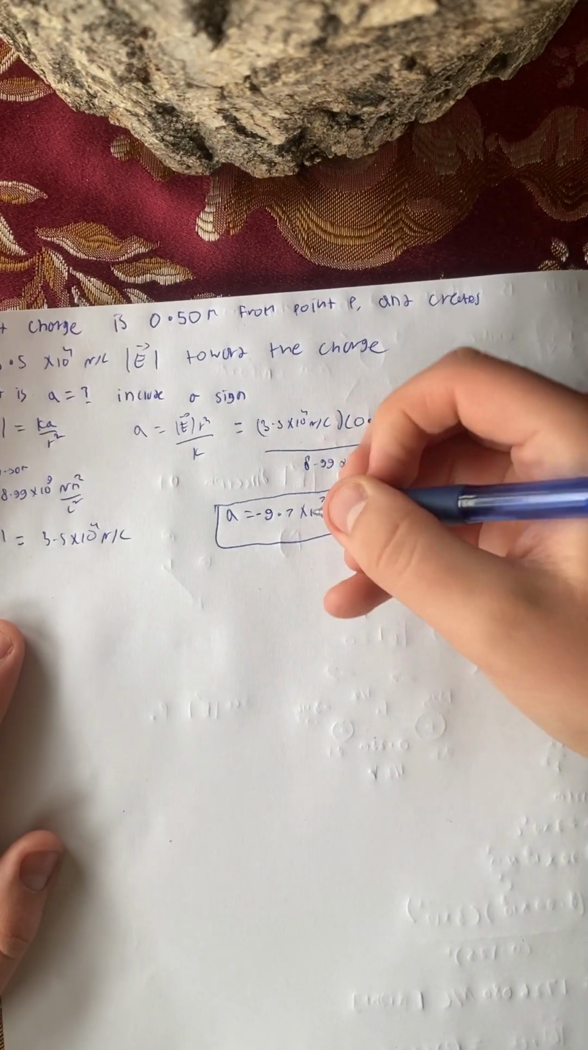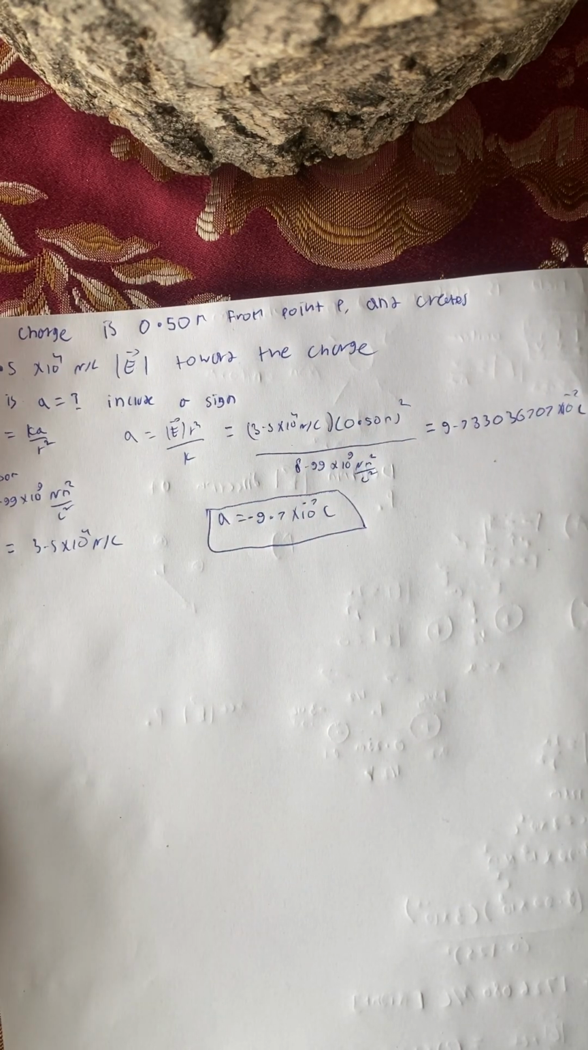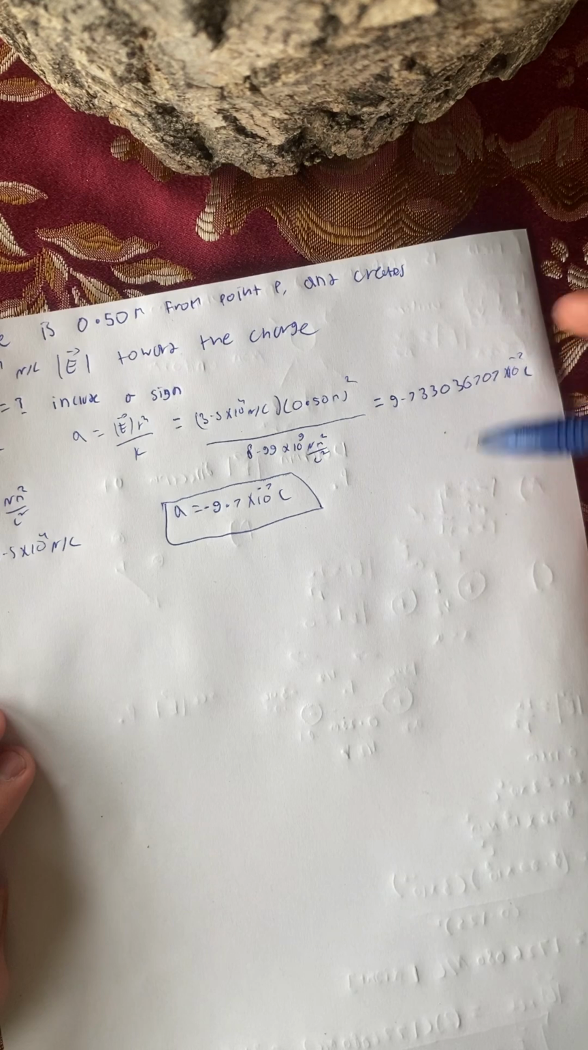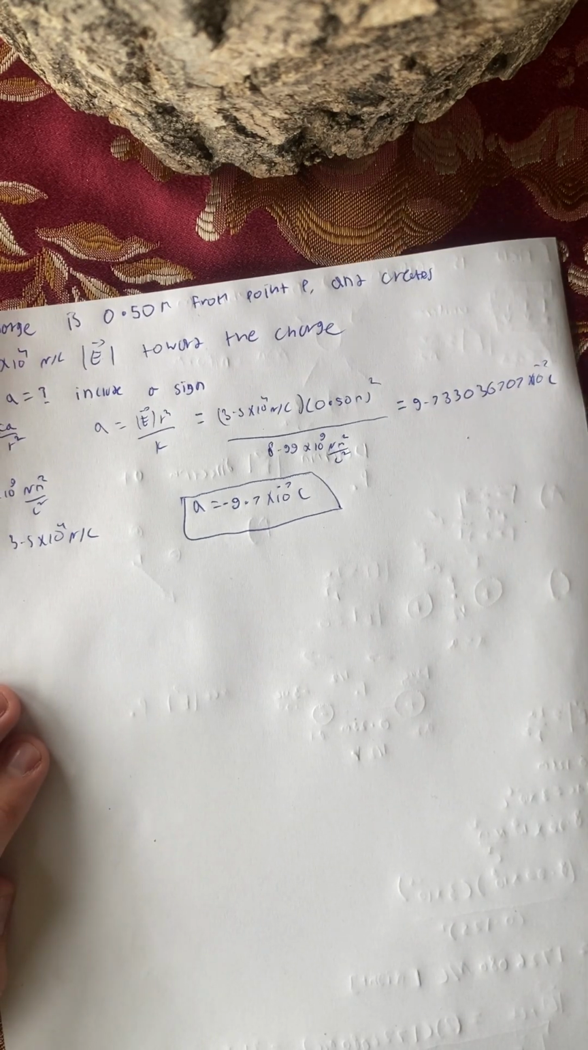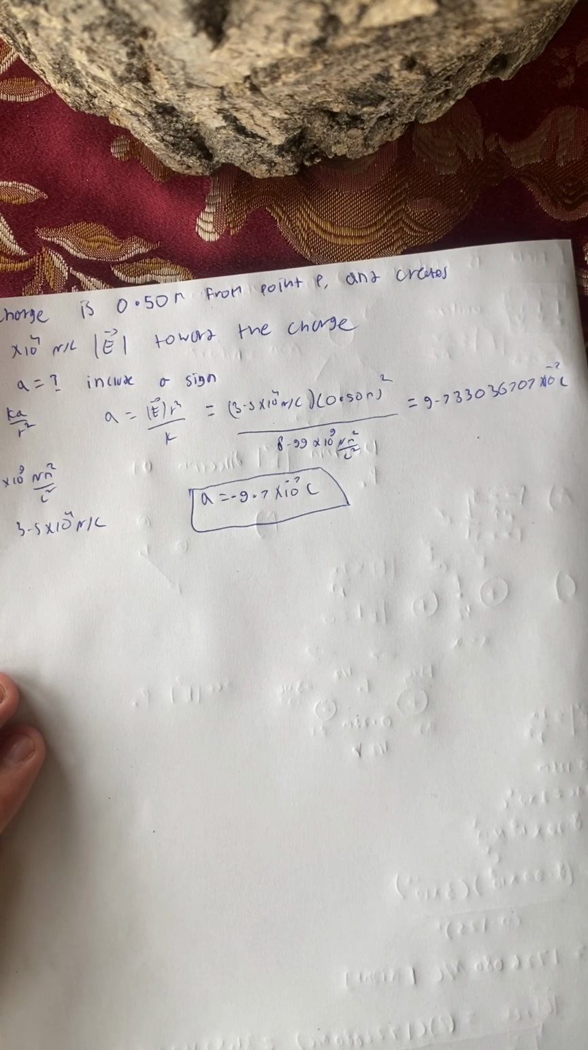And quick thing, this was times 10 to the negative 7 coulombs, not times 10 to the 7. But yeah, you guys saw that here. Times 10 to the 7 coulombs is something you'll probably never see. That's way too large.